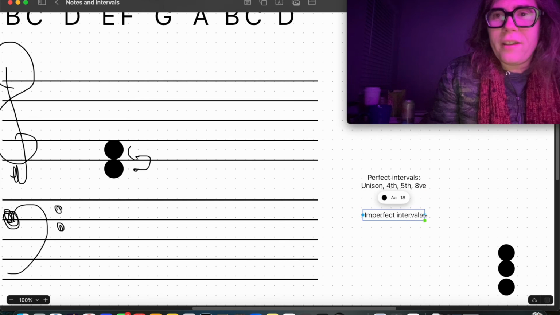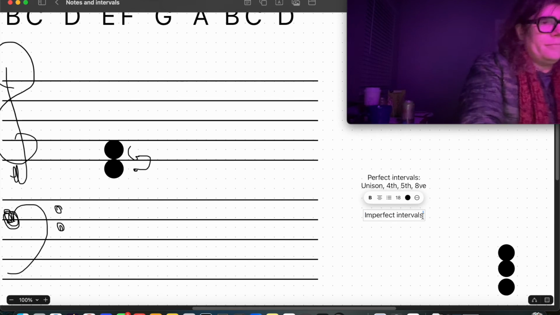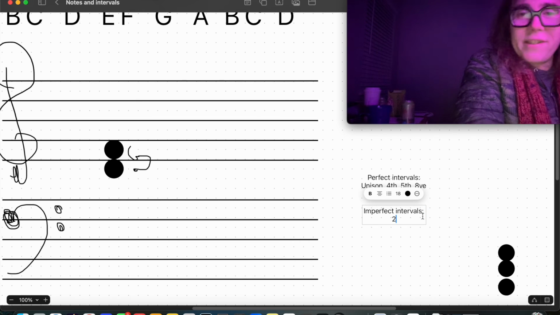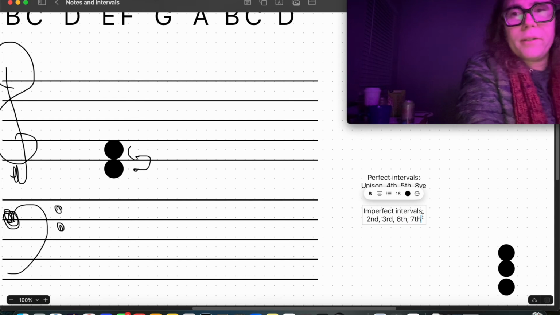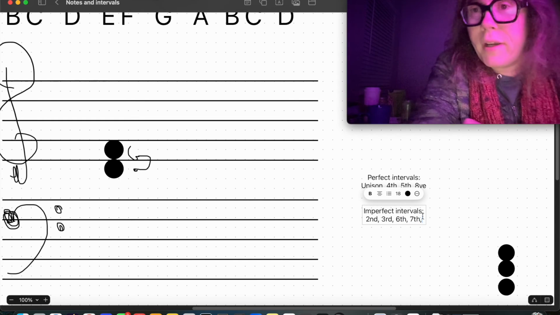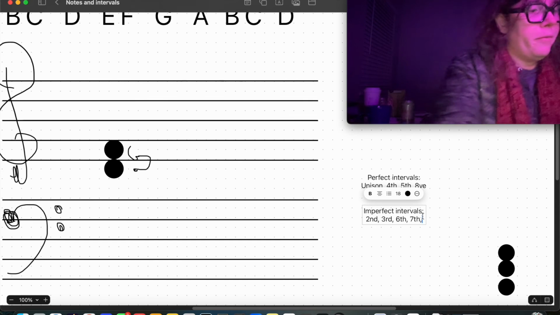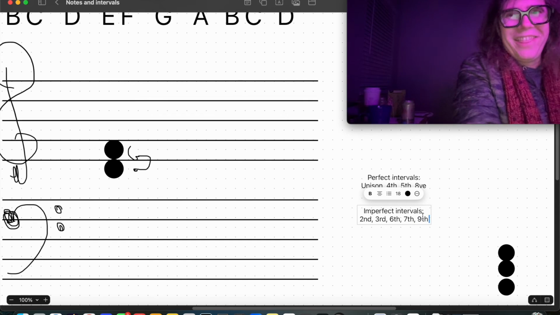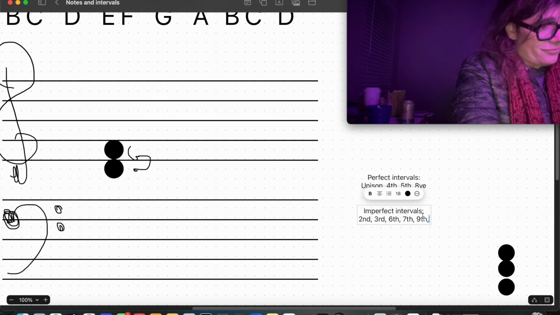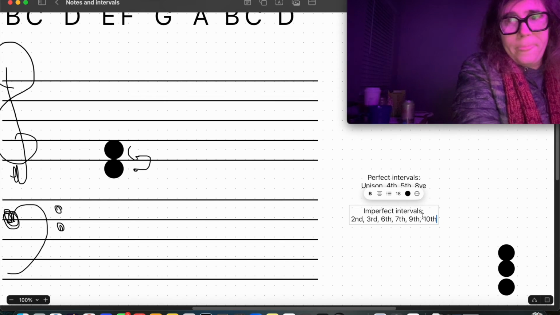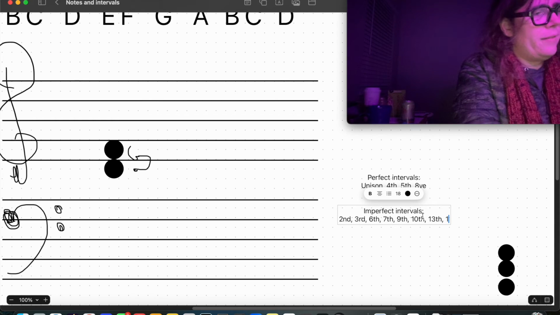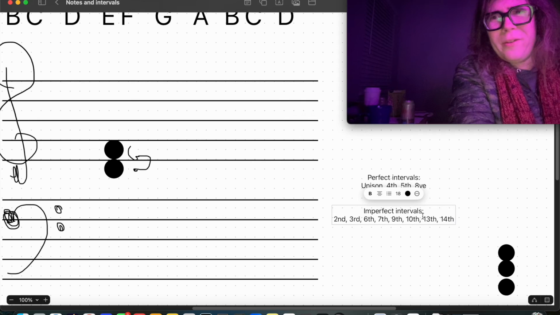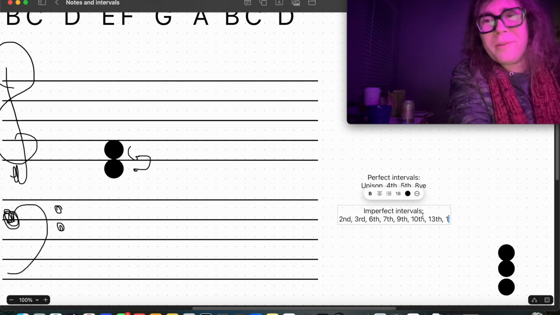So the imperfect interval is, well, it's everything else, right? So it's second, third, sixth, seventh, and then of course the compound intervals as well. Ninth, 10th, 13th, and then nobody says 14th. No one says that, but they could if they wanted to.